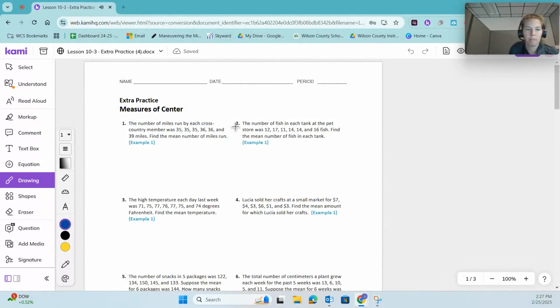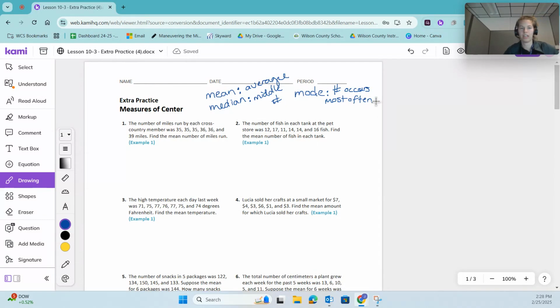Today we're going to be talking about measures of center and mode. Mean is a measure of center, median is a measure of center, and mode is how often a number occurs. So mean is the average, and median is the middle number. Mode is the number that occurs most often.